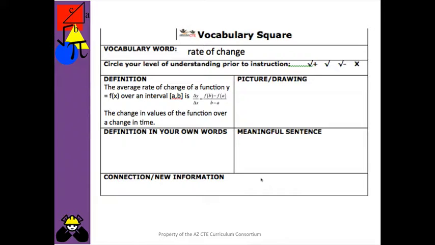So what I need you to do is fill in a picture or a drawing, define it in your own words, and write a meaningful sentence. And teacher, what I need you to do is pause the video, have the students complete this, have them share one of the pieces of their vocabulary square with their partner, and then call on non-volunteers. I'll meet you back here in a couple minutes.